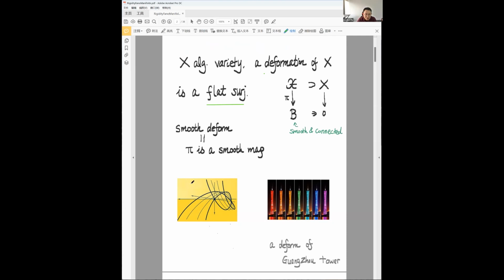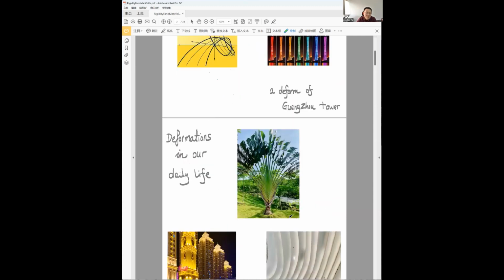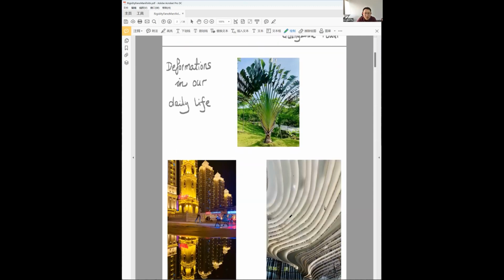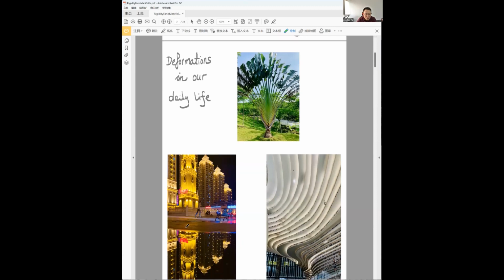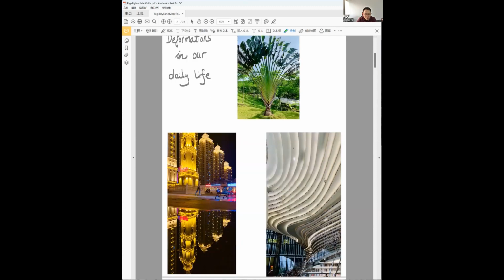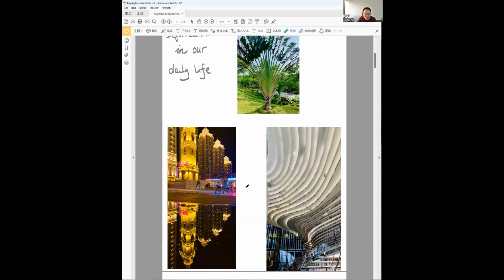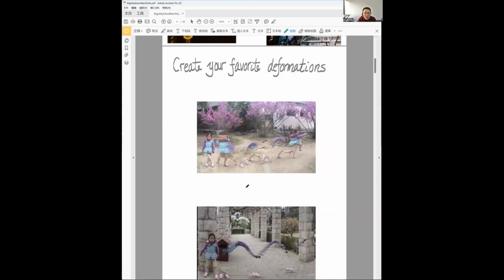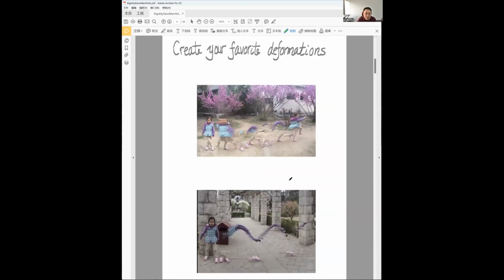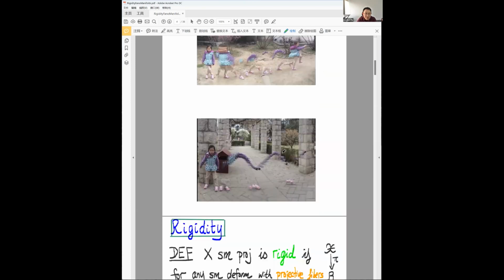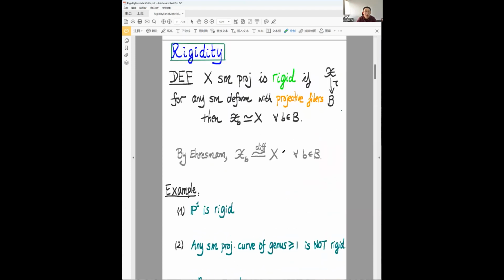This is just a picture from Hartshorne's book, and also a deformation of the Guangzhou Tower, and also some deformation in your daily life. This is a picture that I took several years ago. And we can also create your favorite deformation. This is my daughter, and when we move down, we take many pictures, then you get a deformation of her.